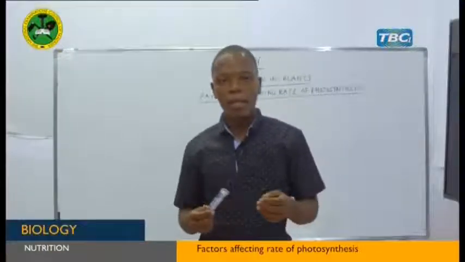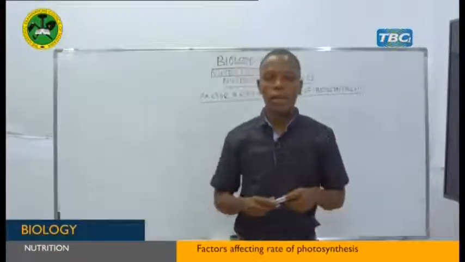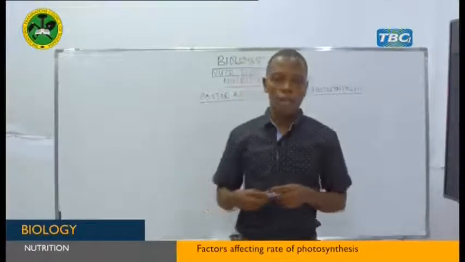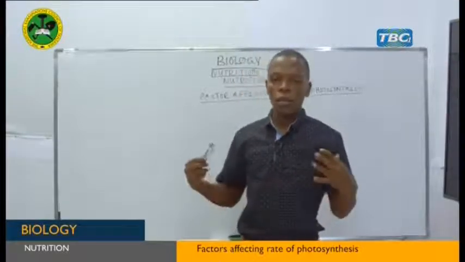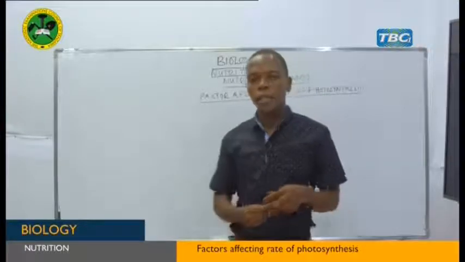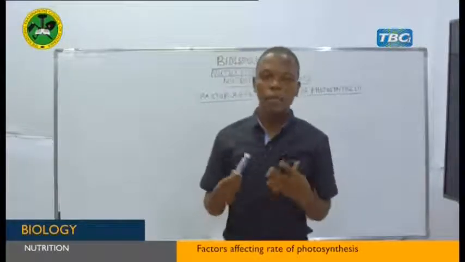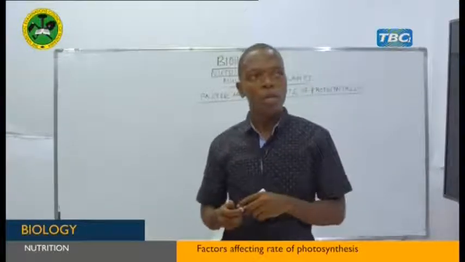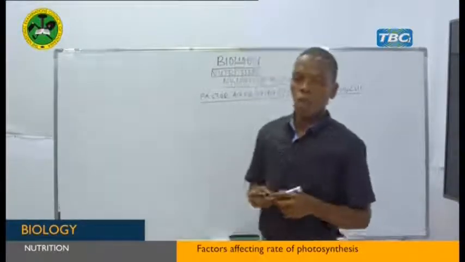We were talking about the C3 plant and C4 plant. It means we saw the C4 photosynthesis and also we saw the C3 photosynthesis. The photosynthesis which occurs in these plants is affected by different factors. But before going to discuss these factors, let me show you the general equation of photosynthesis.